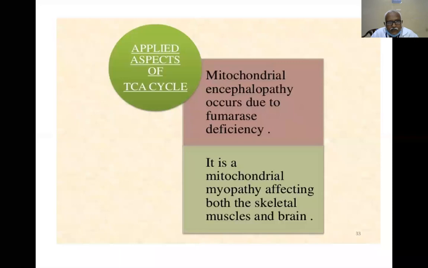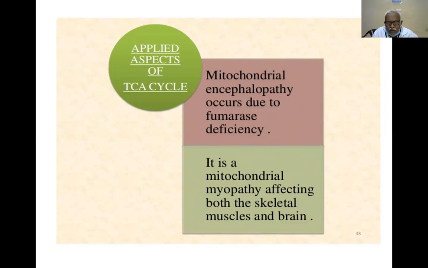So, applied aspects of the TCA cycle. Mitochondrial encephalopathy occurs due to fumarate deficiency. Mitochondrial encephalopathy is a mitochondrially transmitted disease, and that is due to fumarate deficiency. It is a mitochondrial myopathy affecting both the skeletal muscles and brain. The child will be just like a vegetative structure, and he can do no work, no thinking, and cannot move. He will be just lying like that for some time, and after that he will die.